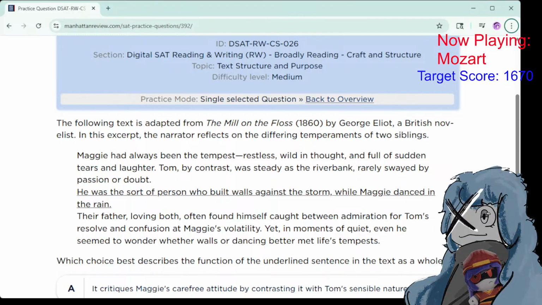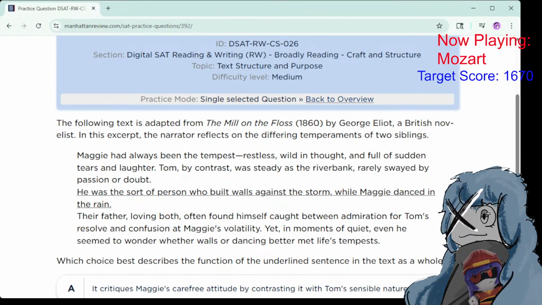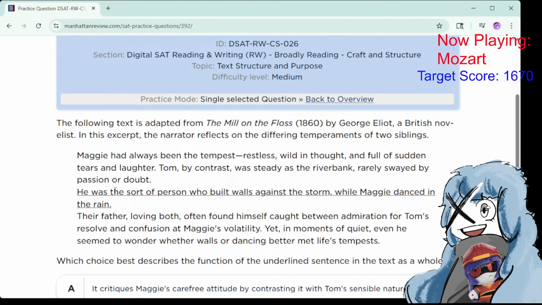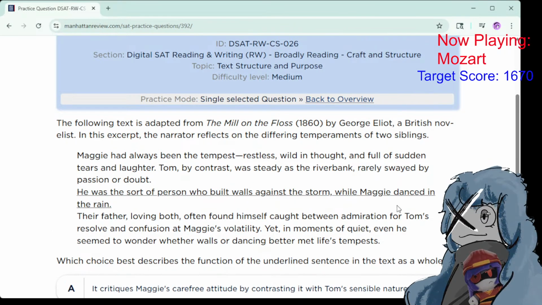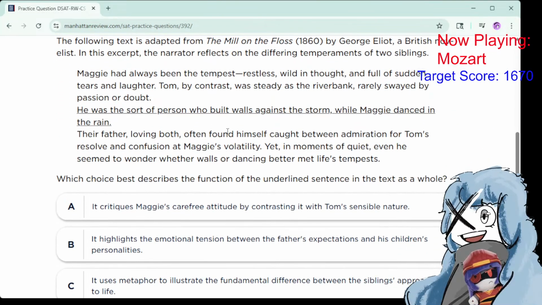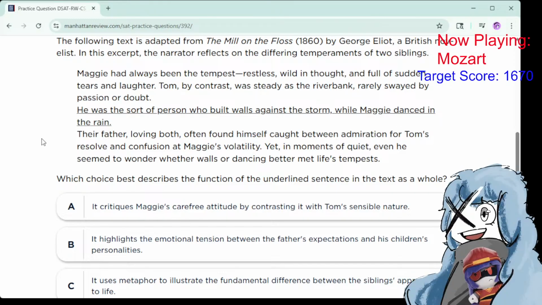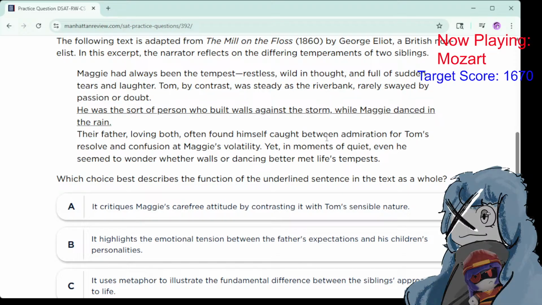Okay, I'm back. Anyways, Maggie had always been a tempest, restless, wild in thought, sudden tears and laughter. Contrast. Tom, by contrast, was steady as a riverbank, rarely swayed by the passions. He was the sort of person who would build walls against the storm, while Maggie danced in the rain. I react to juxtaposition. The father, loving both, often found himself caught between admiration for Tom's resolve and confusion at Maggie's volatility. Yet, in moments of quiet, even he seemed to wonder whether walls were dancing better amid life's tempest.